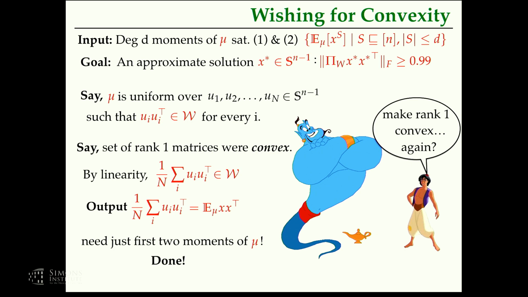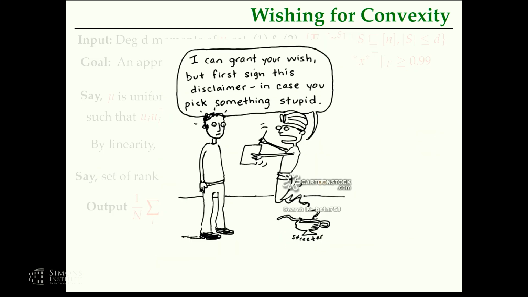Okay, so we are in an awesome world if rank 1 matrices were convex, but even the genie tells you that you should not ask for something stupid. So this obviously is not the greatest idea in the world. But we're going good. We want to somehow relax this notion of convexity that was useful to us, and get some non-stupid version of this idea to work.